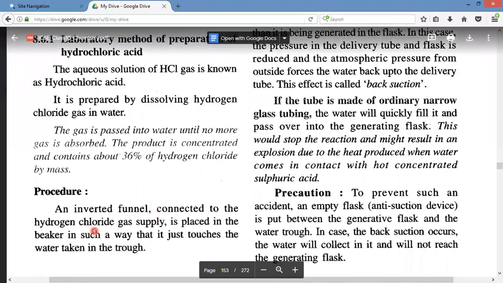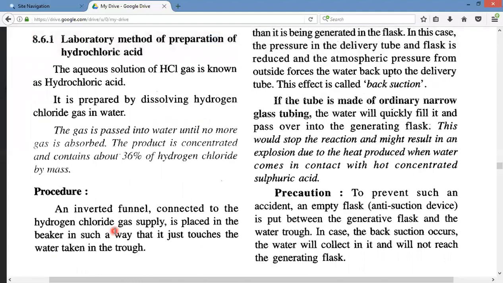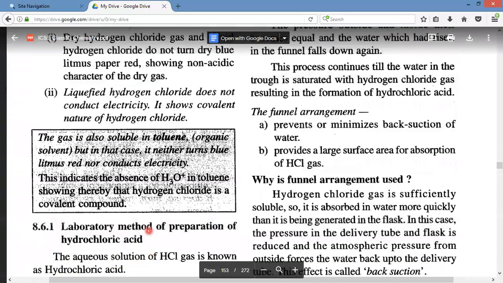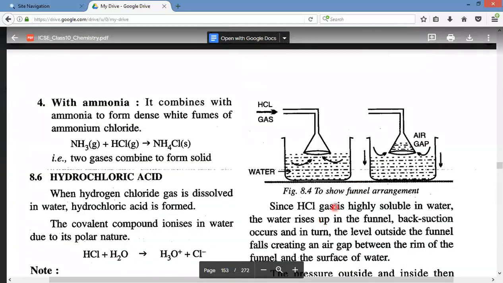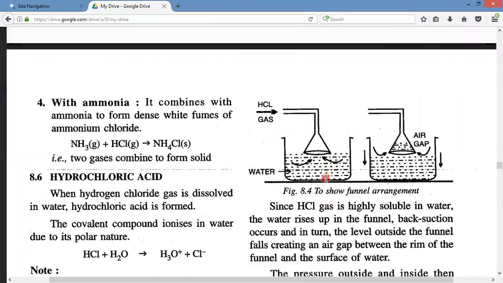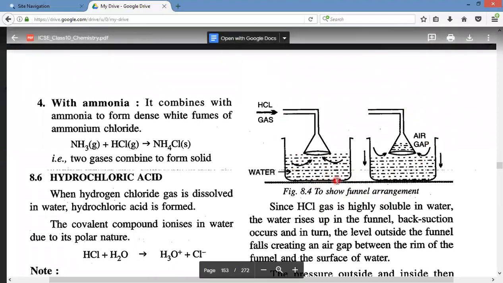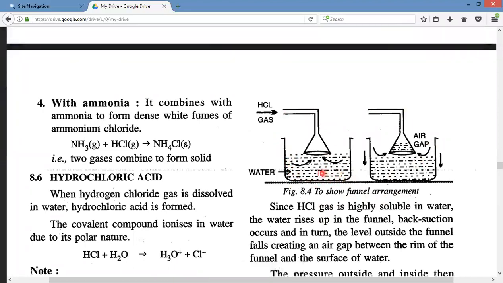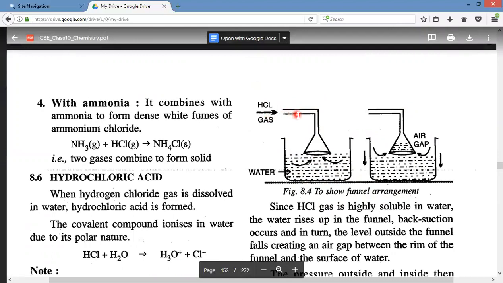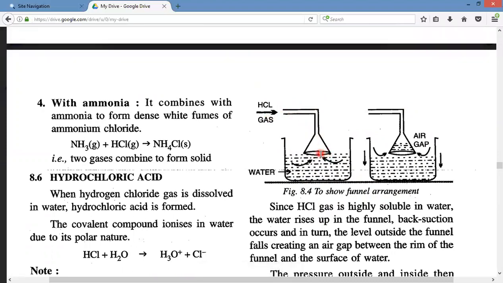To make the saturated or concentrated hydrogen chloride, we have to set up apparatus. That apparatus is known as a funnel arrangement. Check the spotlight or the diagram. Check what is happening in this diagram. One trough containing water, an inverted flask with a delivery tube. From the delivery tube, the HCl gas passes to the funnel, and from the funnel it moves to the water.